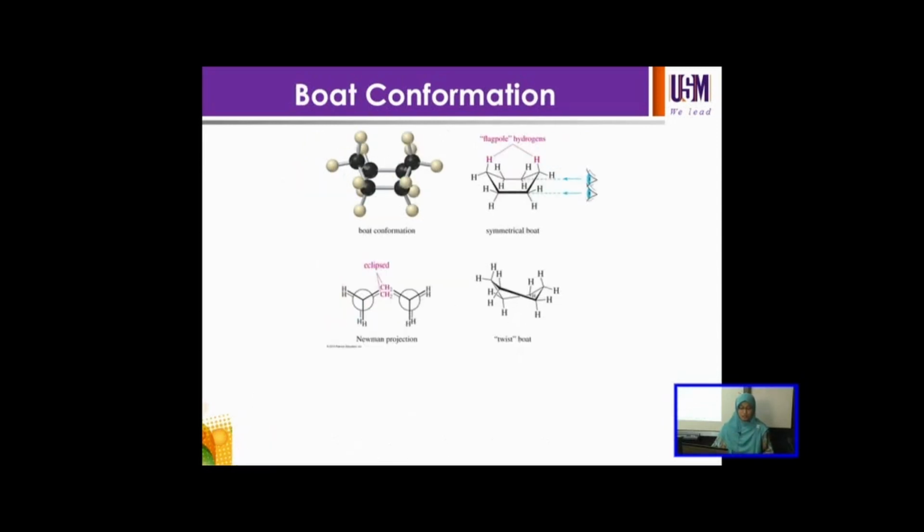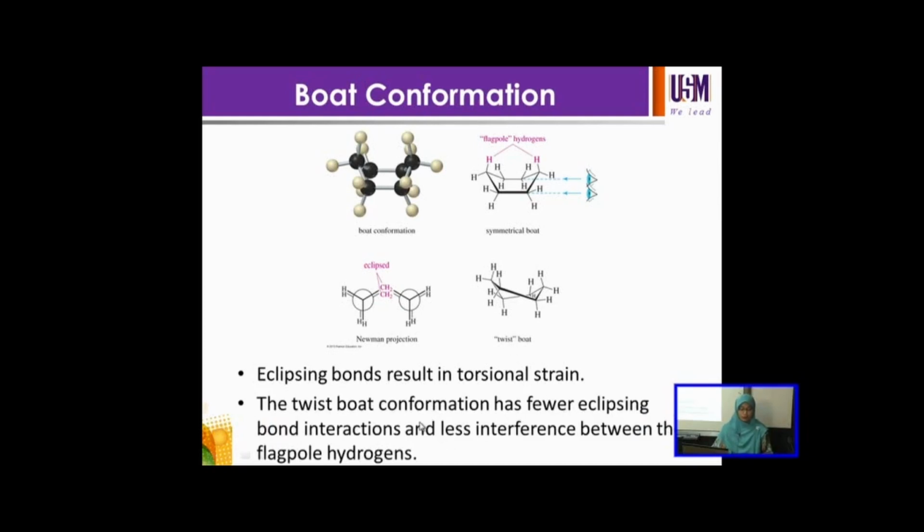In the boat conformation, all the bond angles are staggered except the flagpole hydrogens, which are eclipsed. Eclipsing bonds result in torsional strain, and the twist boat conformation has fewer eclipsing bond interactions and less interference between the flagpole hydrogens. So in a real molecule, the boat conformation actually exists as a twist boat. This is to reduce the eclipsing of the hydrogen atoms.